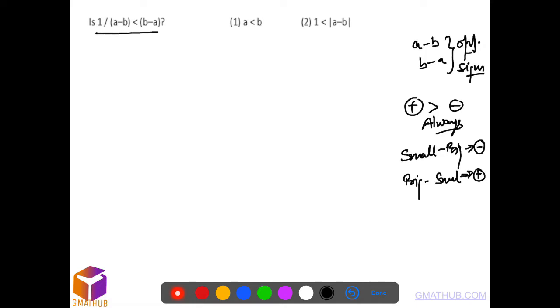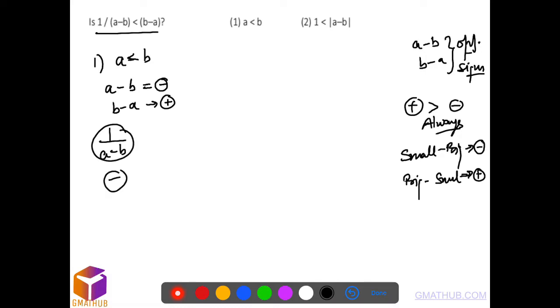So first statement, a is less than b. So a minus b, small minus big, would be negative. b minus a, bigger minus smaller, would be positive. So 1 over a minus b would be negative, and 1 over b minus a would be positive. So positive is always bigger, sufficient.